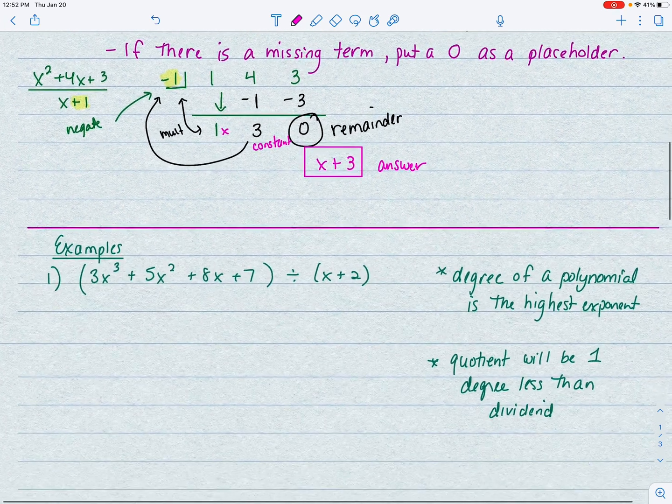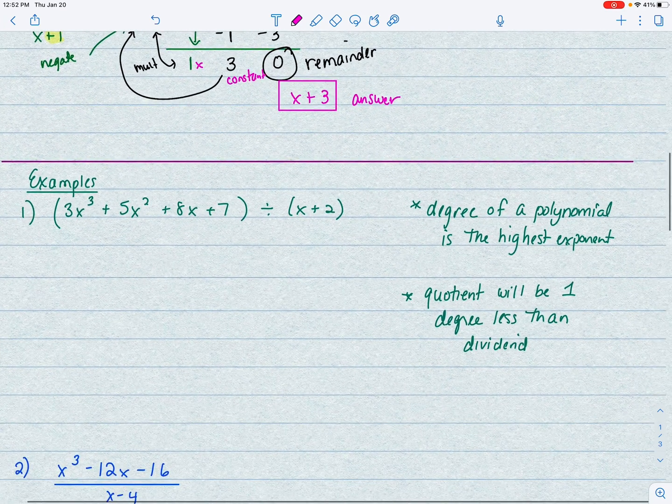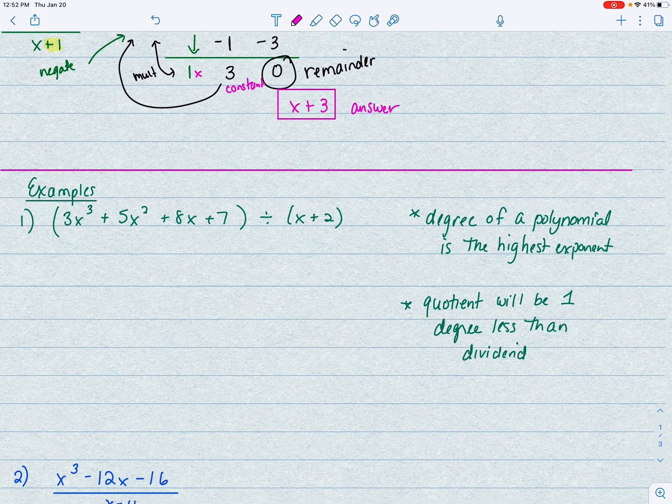All right, let's try some more examples. So, just so you know, the degree of a polynomial is the highest exponent. So in this example 1, the degree is 3. When we divide by an x, x to the first power, the degree of the quotient will always be 1 less. So when we do number 1, 3x cubed divided by x, our answer is going to be an x squared polynomial. That will always happen.